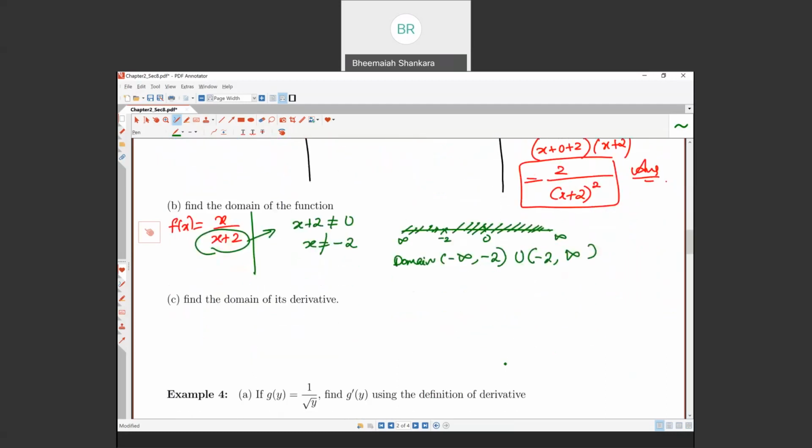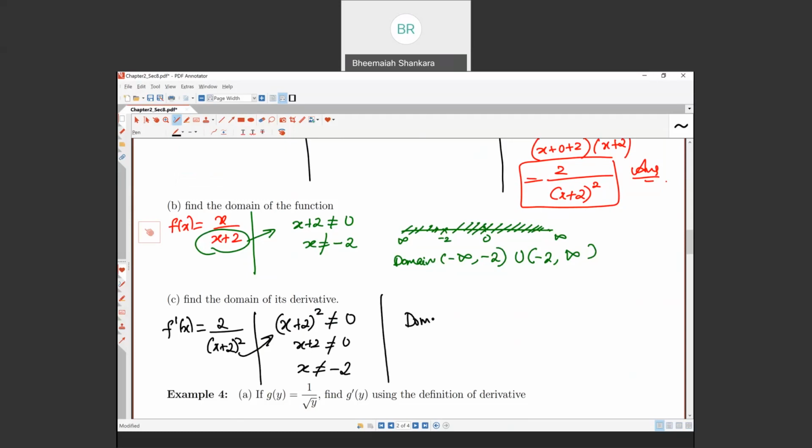Next, you're asked to find the domain of its derivative. So write the derivative of the function, f prime x, which is 2 divided by x plus 2 the square. This is what we found by the definition of derivative. Similarly, start with the denominator term. You say that the denominator cannot be equal to 0, which means x plus 2 cannot be equal to 0. Solve, all you have is x cannot be negative 2. So the domain is still the same as the previous discussion. It is not negative 2 but all the other points. So you can say the domain of f prime is exactly the same as the domain of the function f.